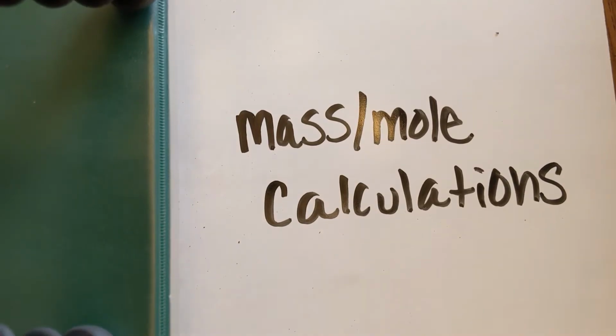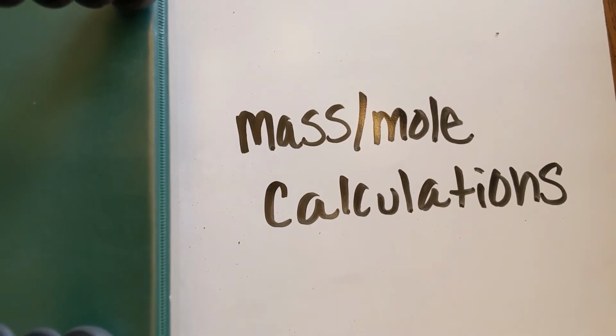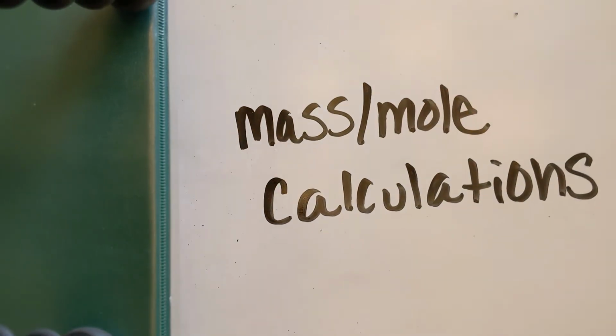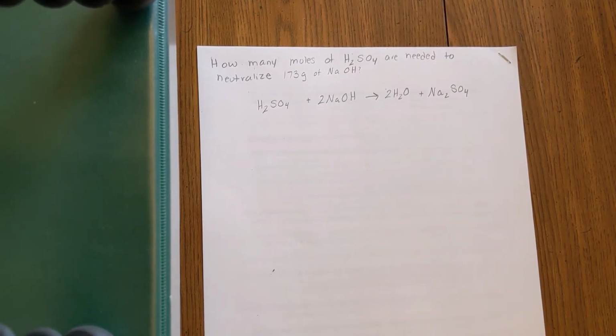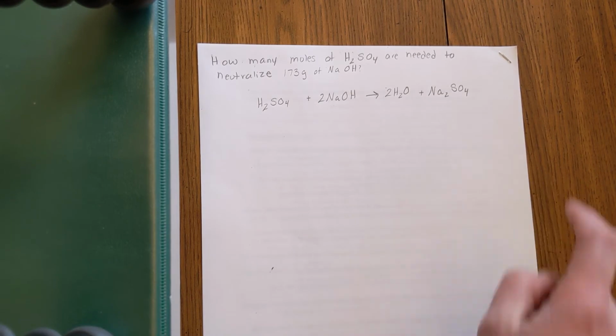In our last set of problems, we did what's known as mole-to-mole calculations. The problem with that is that in the lab, chemists measure things using mass or grams, and so we need to learn how to do mass-to-mole calculations. So for our first example, we have a chemist who needs to know how many moles of H2SO4 are needed to neutralize 173 grams of NaOH. He has his balanced equation here.